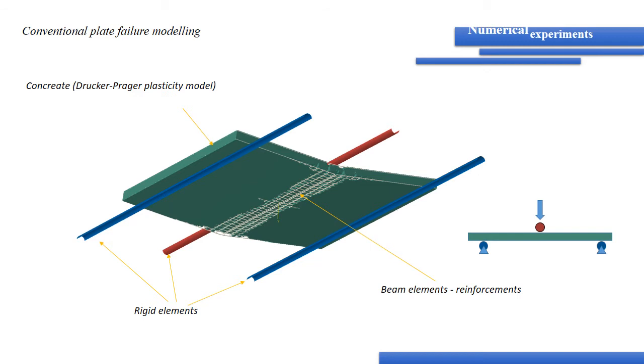We can see that some concrete elements are destroyed and removed from the analysis, and we can see reinforcements inside. The reinforcements are modeled by means of beam elements, and interaction between concrete and beam elements is realized through the embedded elements technique, which is usual for Abaqus, for example.